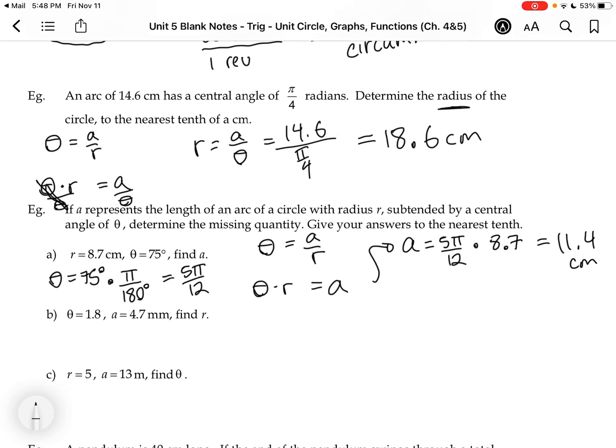Okay. Here's another one. Theta equals 1.8. No units, so that would be radians. A equals 4.7 and find r. So we actually already isolated for r up here, so I'm just going to reuse that. r equals A over theta, which is in this case 4.7 over 1.8. And that works out to be, to the nearest tenth, 2.6 millimeters.